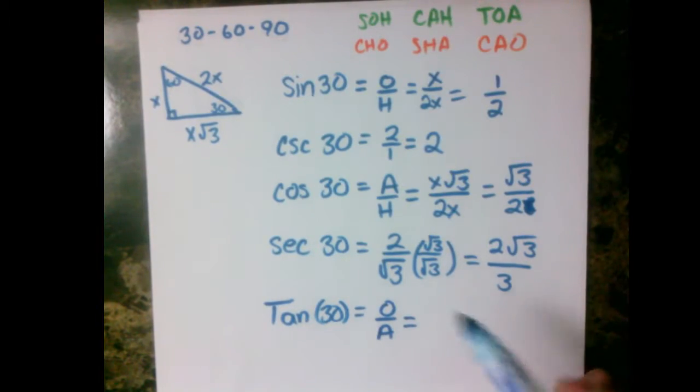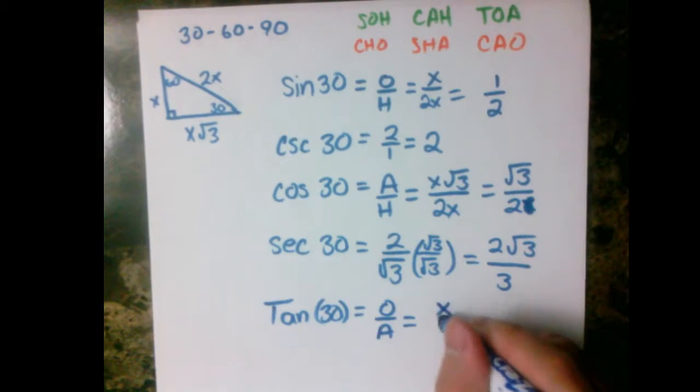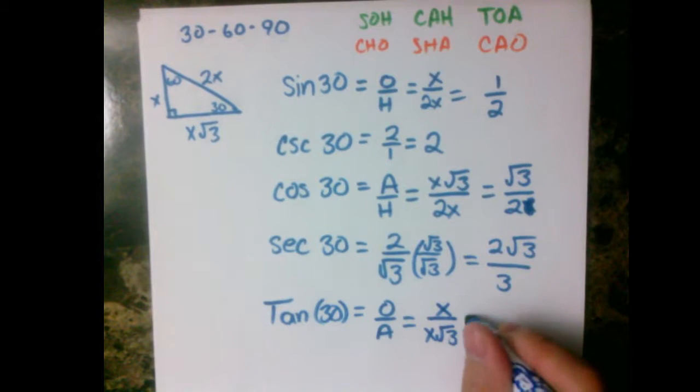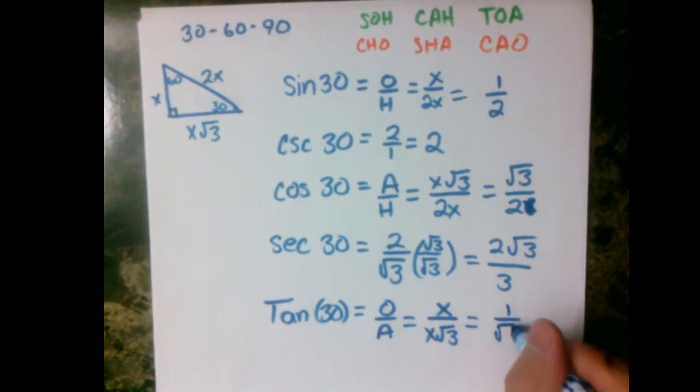Let's go ahead and name our opposite and adjacent again. Your opposite is still x. Remember, none of these values have changed. Your adjacent is still x root 3. Your x's will cancel out, top and bottom. You'll get 1 over root 3.